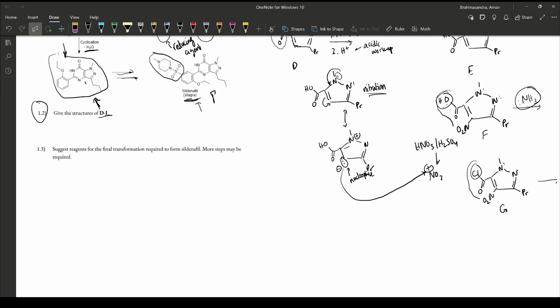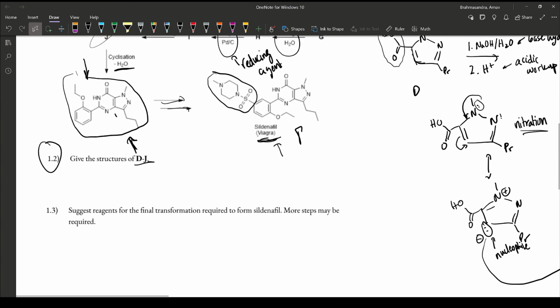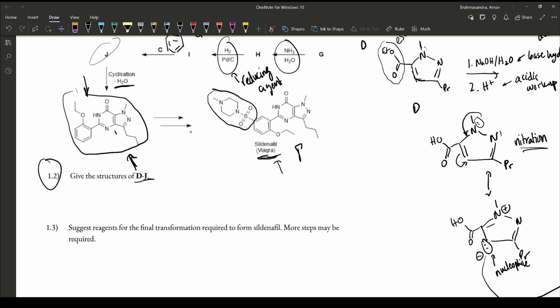So let's look at 1.3. I just said the last question will ask us about the reagents we need to get from this second-to-last compound to the actual compound.